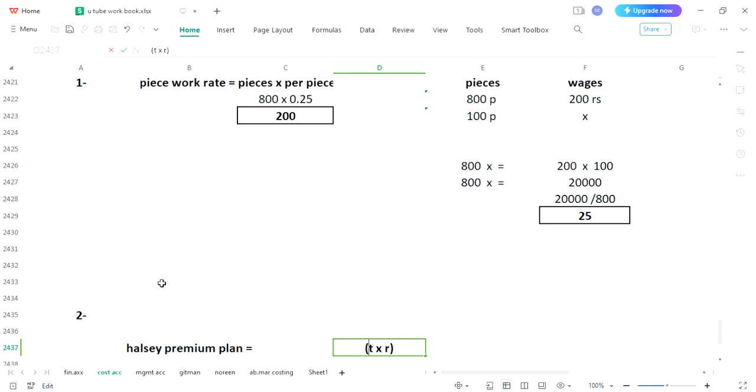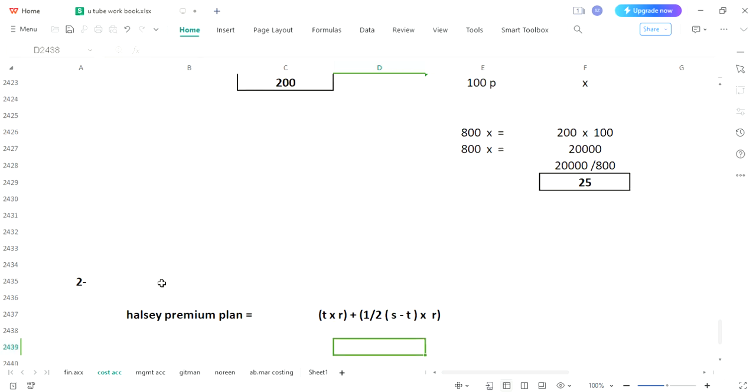And then we need to add, again bracket, 1 by 2 is used for the formula, and then we will have standard time. It would be subtracted by time taken. The answer of this would be multiplied by small r and the bracket will be closed. This is the formula for the Halsey premium method. Okay, now we can put it. As you know, everything has already been calculated.